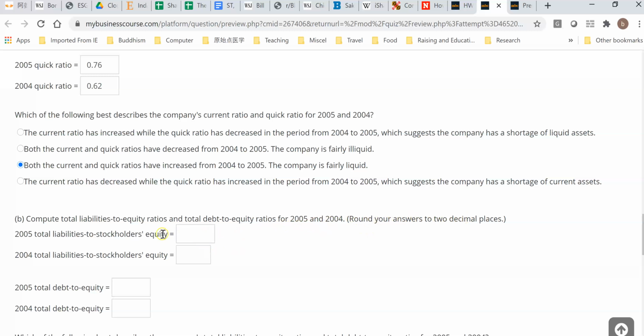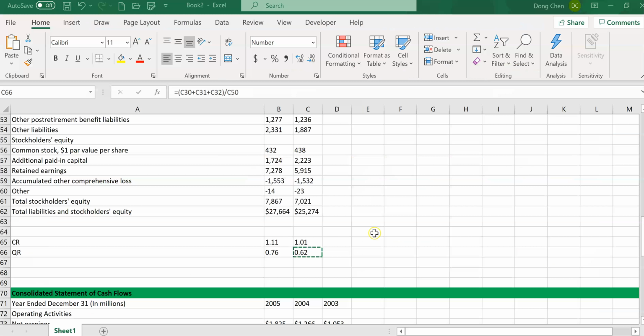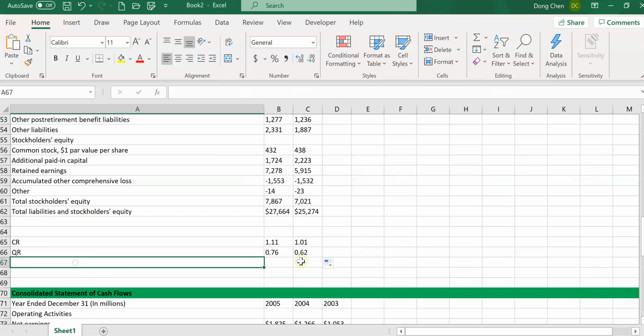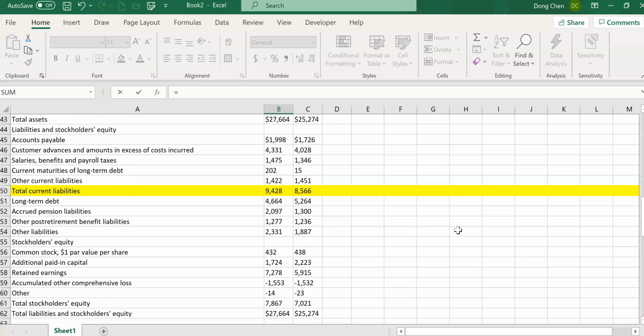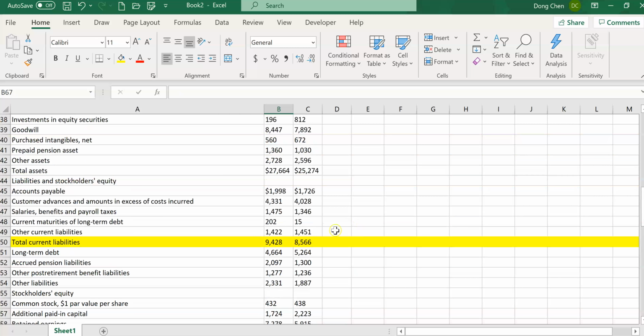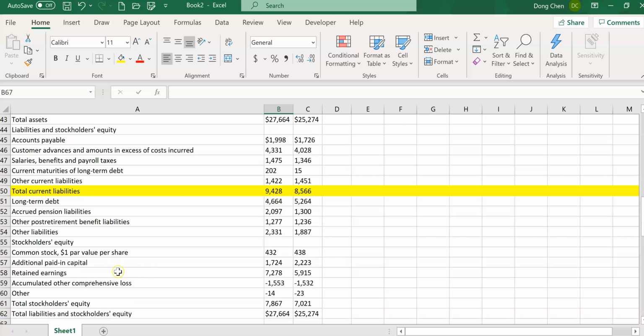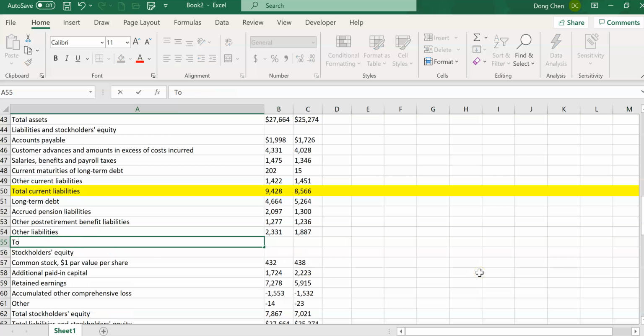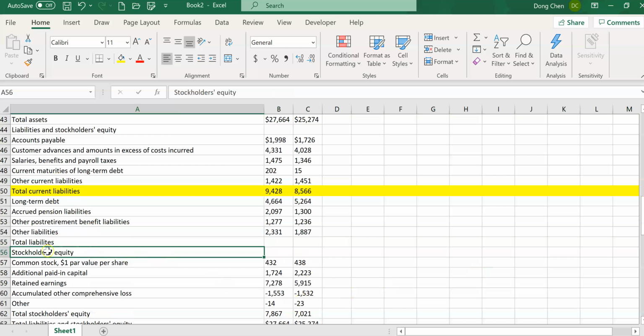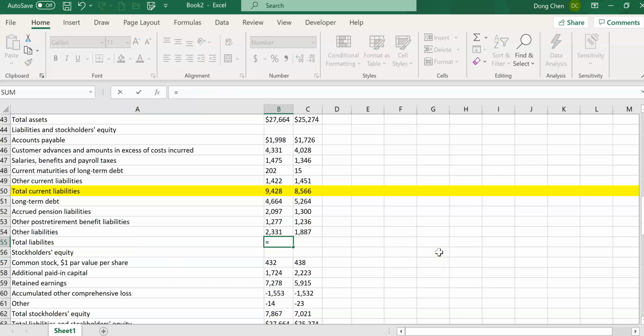So total liabilities to stockholders' equity, and this is basically defined to be total liabilities. Right. First, again, let me highlight that. Actually, in this case, I need to insert a row which is total liabilities, because there's no direct total liabilities item available. So I need to actually do a calculation myself.